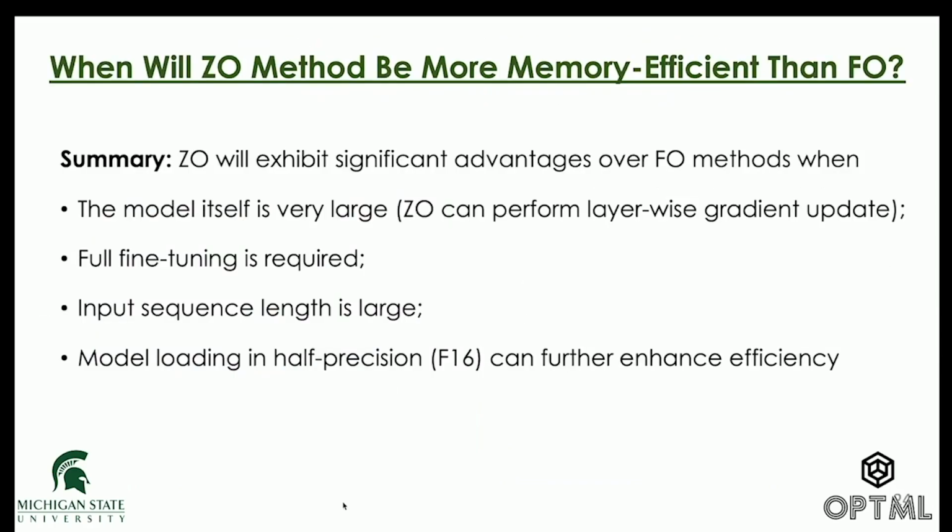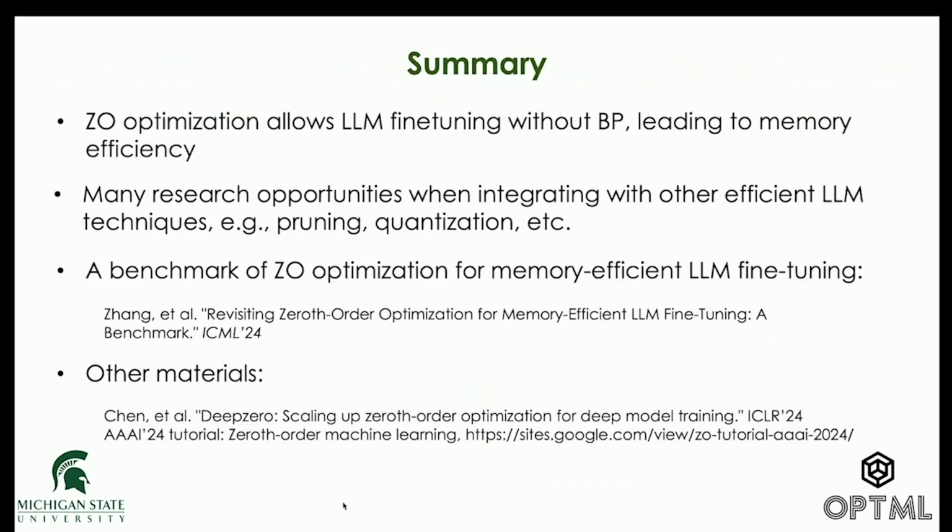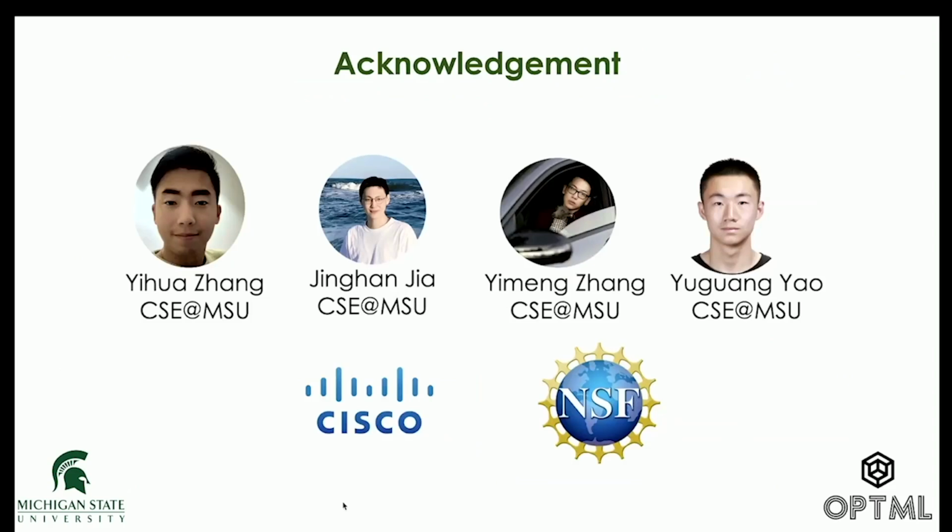And a quick summary: this zero-order method can demonstrate an advantage over first-order methods if the model itself is very large, which means the first-order method will take a high memory overhead for fine-tuning. And also, if you want to learn more about this zero-order optimization for memory efficient fine-tuning, feel free to refer to our ICML paper, and there are also some other materials you can read for recent papers. And lastly, I want to thank my students for working on this project and the support from Cisco and NSF. Thanks.